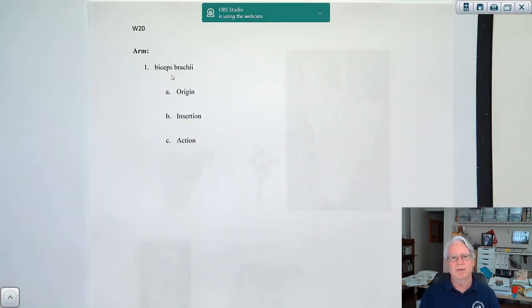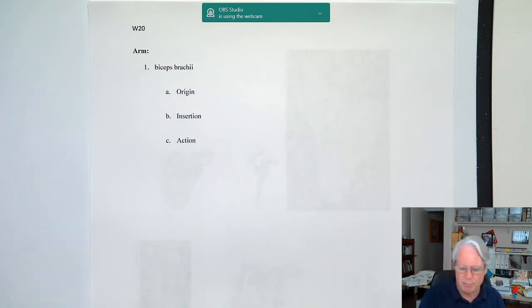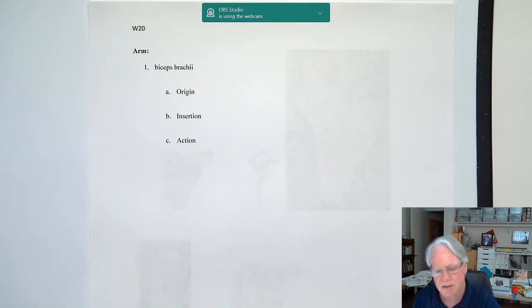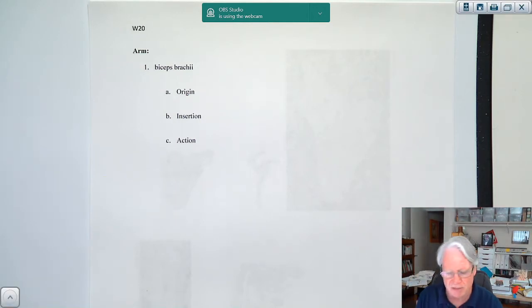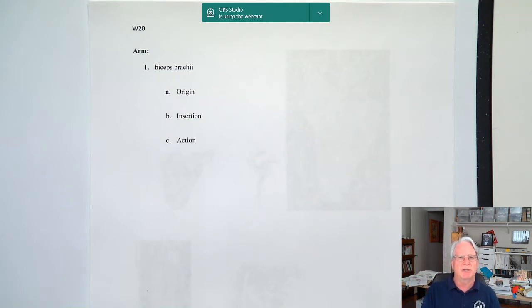Hello, and welcome to the next session in the series of sessions where we're talking about muscle identification. We are going to focus on the arm today, and we're going to start off with this first muscle, the biceps brachii. Let's first put our information in terms of the origin, the insertion, and action, and then we'll take a look at some images and identify the origin and insertion on bones and mark it out on our worksheet here.